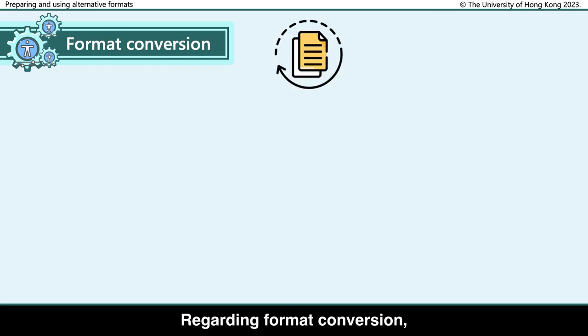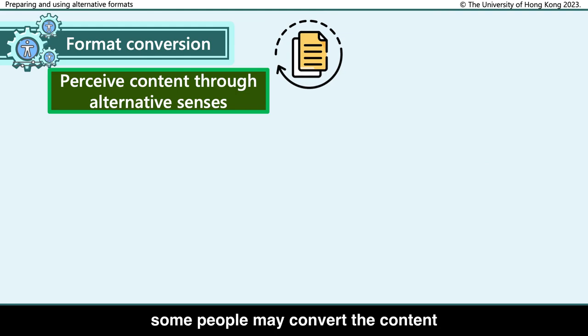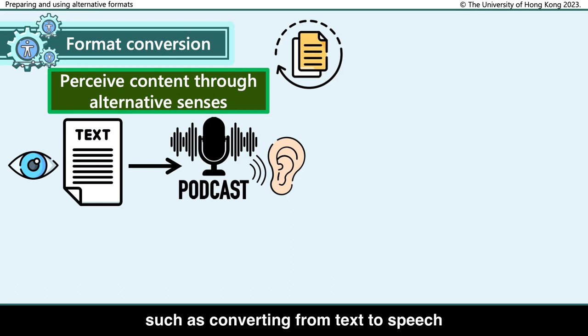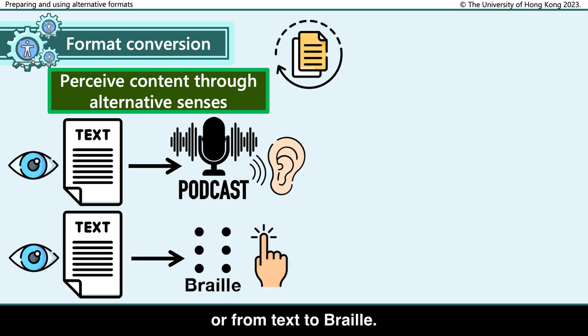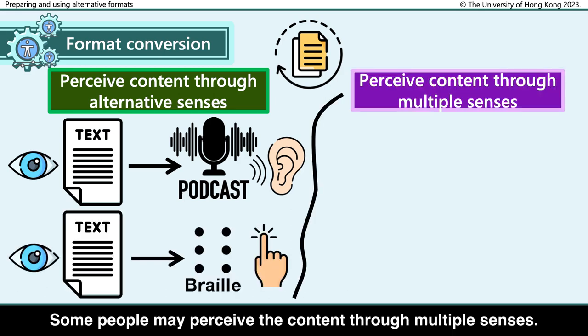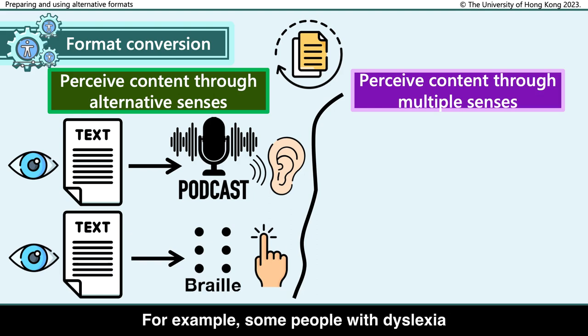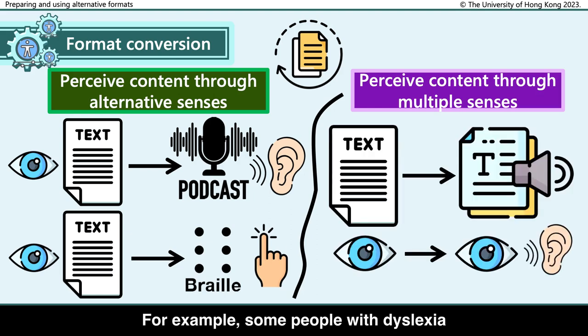Regarding format conversion, some people may convert the content from one form to another to perceive it, such as converting from text to speech or from text to braille. Some people may perceive the content through multiple senses. For example, some people with dyslexia may want to hear and see the text to facilitate understanding.